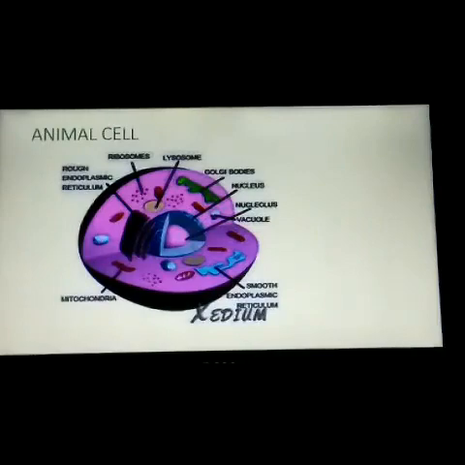And it is the picture of an animal cell, right? In an animal cell we do have lysosome, Golgi bodies, nucleus, nucleolus, vacuole, smooth endoplasmic reticulum, and then rough endoplasmic reticulum, mitochondria, ribosomes. All these cell organelles will be seen in the animal cell, and it is the structure of an animal cell.